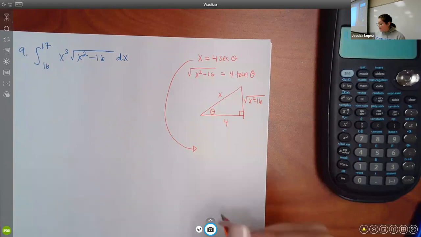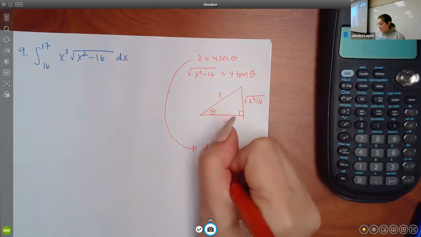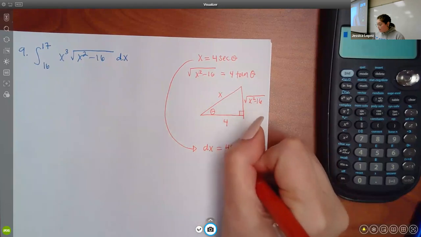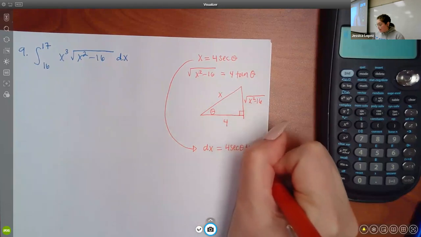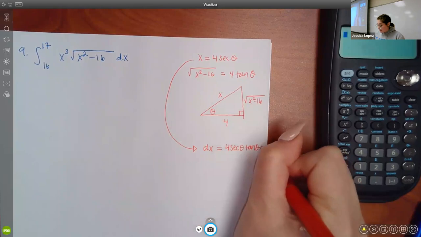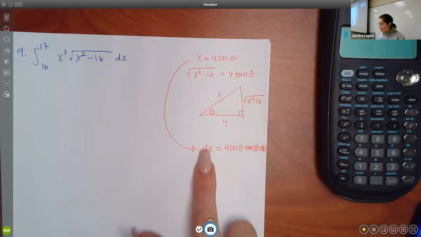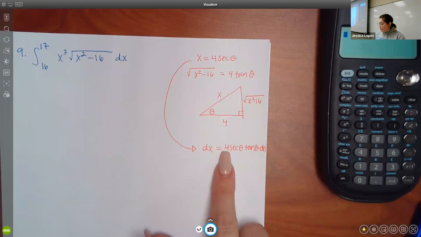So the derivative of x is just 1 dx or dx. The derivative of 4 secant theta is actually 4 secant theta tangent theta. And of course, you have to tag on d theta. That's the only part that it doesn't tell you, and it should, because it should literally say du would equal, oh, I know what this is.